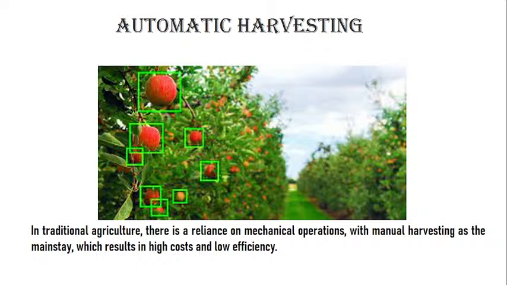In traditional agriculture, there is a reliance on mechanical operations, with manual harvesting as the mainstay, which results in high cost and low efficiency, right? That's true. However, in recent years, with the continuous application of computer vision technology, high-end intelligent agricultural harvesting machines, such as harvesting machinery and picking robots based on computer vision technology, have emerged in agricultural production, which is a new step in the automatic harvesting of crops.